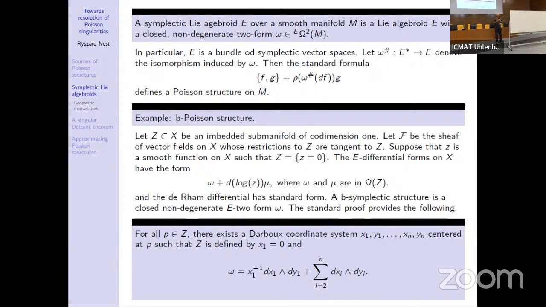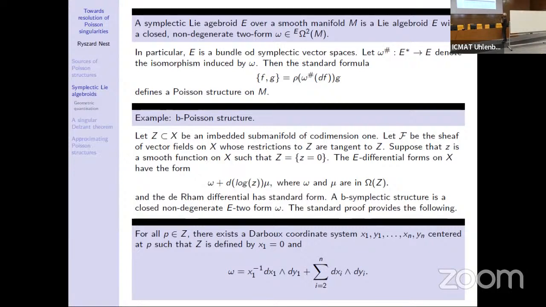Now, symplectic means that our bundle has a symplectic structure. So we have a two form on these differential forms with values in E. And if this two form is closed and non-degenerate, as usual, it gives an isomorphism between E and E star. So that's symplectic.